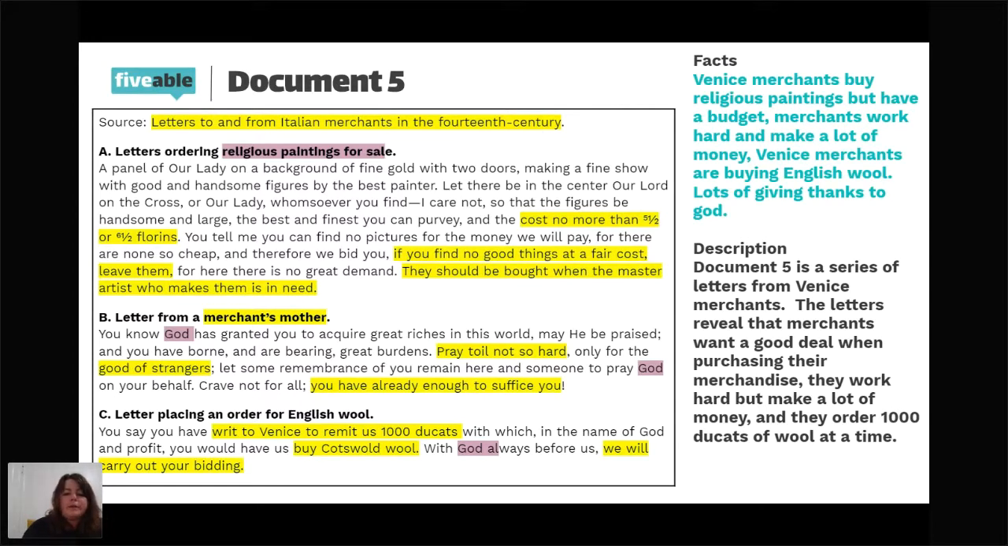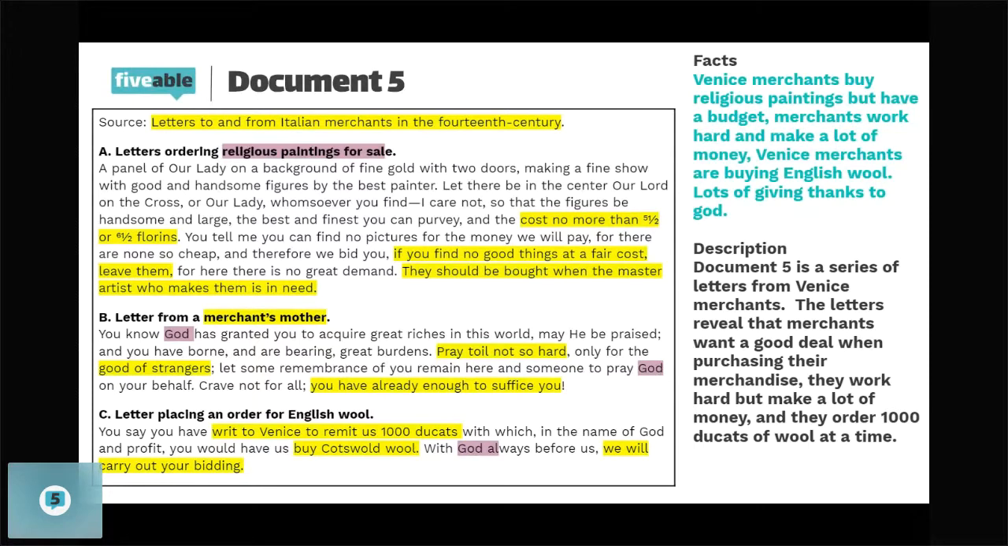Well, it's kind of hard. "A panel of Our Lady on a background of fine gold with 2 doors." Okay, so they want a panel with Mary on it, making a fine show with good and handsome figures by the best painter. "Let there be in the center our Lord on the cross, Our Lady, whomsoever you find, I care not, so that the figures be handsome and large, the best and finest you can purvey." Okay, so buy me a beautiful painting with Mary and Jesus on the cross.